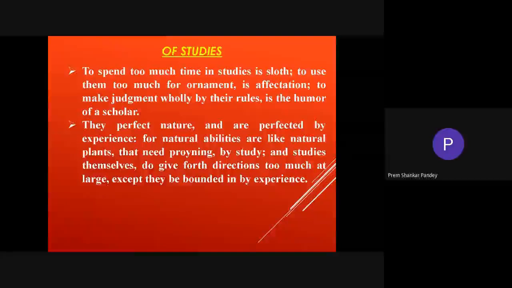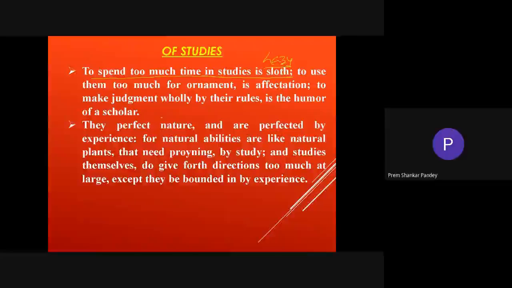Okay, so in the next line he says that to spend too much time in studies is sloth. If you are studying too much, you are a kind of studious man, then it expresses that you are sloth, you are lazy. So too much study is also not good, according to Bacon. So the one who is doing too much studies is a kind of lazy man.